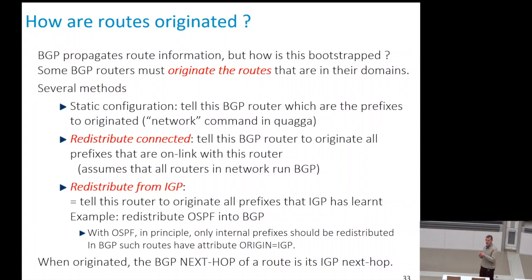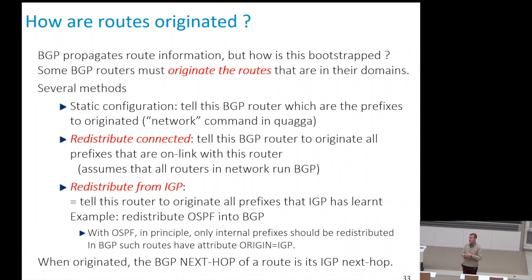If I am a BGP router and I also belong to a domain, and my domain runs OSPF, I also run OSPF. By OSPF, I know of all the prefixes that are internal routes. OSPF even has a flag to say whether a route is internal or external. So I know of all those routes.